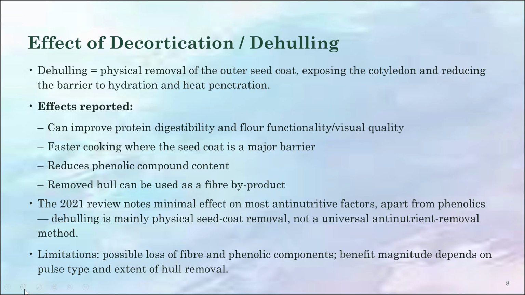Effect of decortication or dehulling in pulses. Dehulling is the physical removal of the outer seed coat, exposing the cotyledon and reducing the barrier to hydration and heat penetration. It can improve the protein digestibility and flour functionality, and also improves the visual quality. Faster cooking can be attained when the seed coat is removed, and it reduces the phenolic compound content, and the removed hull can be used as a fiber byproduct.